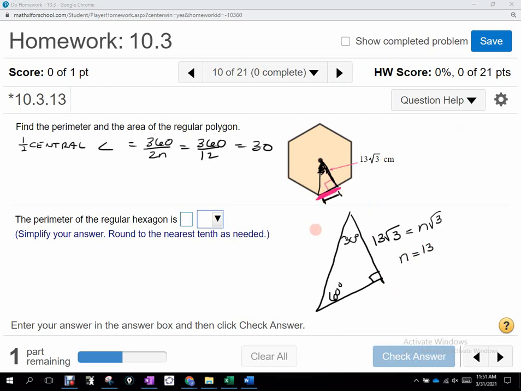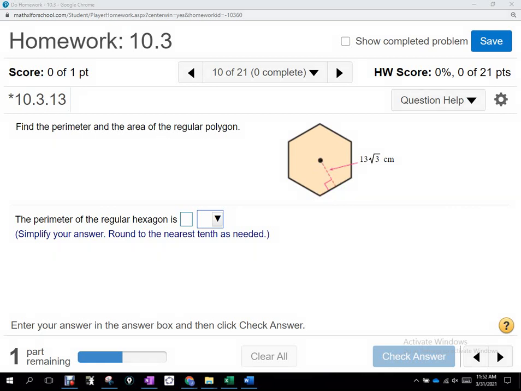n is 13. Okay. Now n, going back up to our figure, is that side right there, right? It's across from 30. So if I take 13 and double it, a side length would be 26. The perimeter then is going to be, what's that, 156? 25 times 6 is 150, right? And then 6 more will be 156. So that's my perimeter. So type that in.